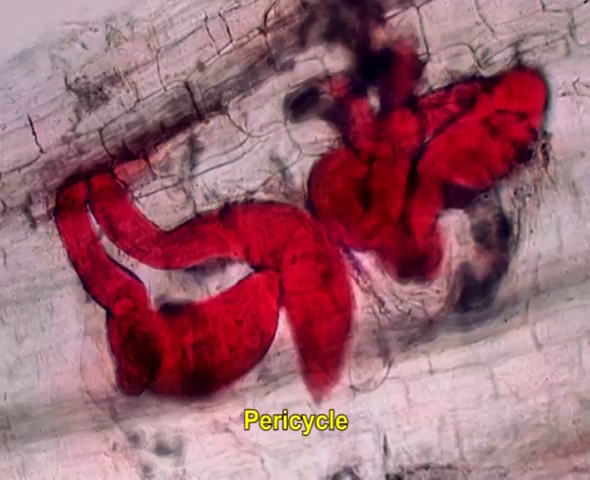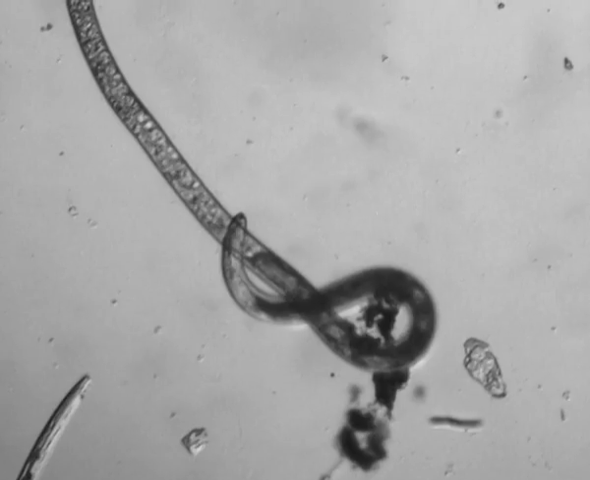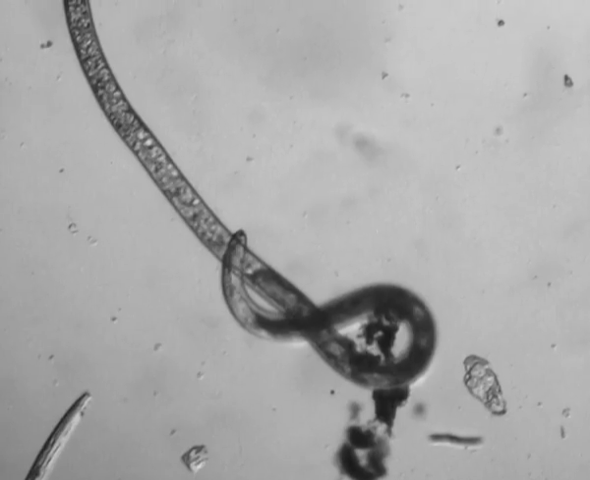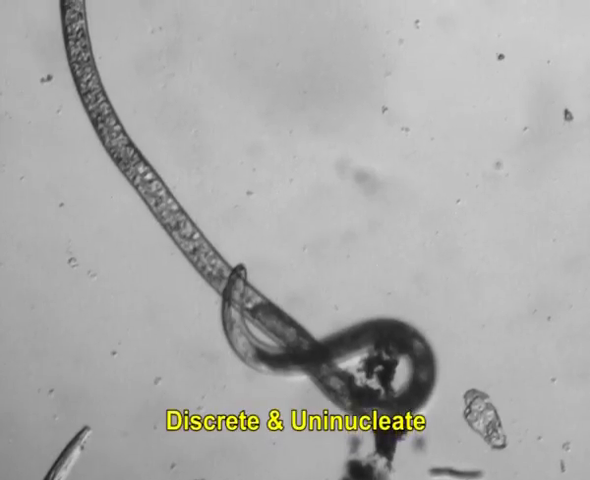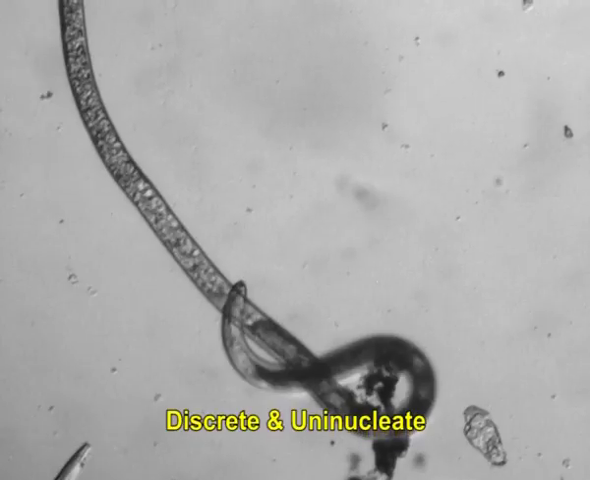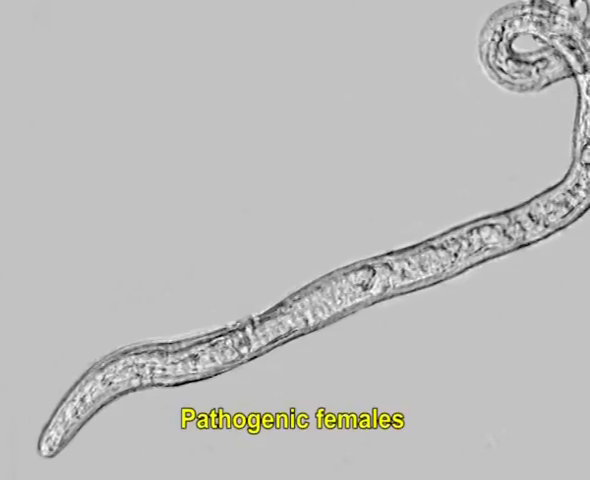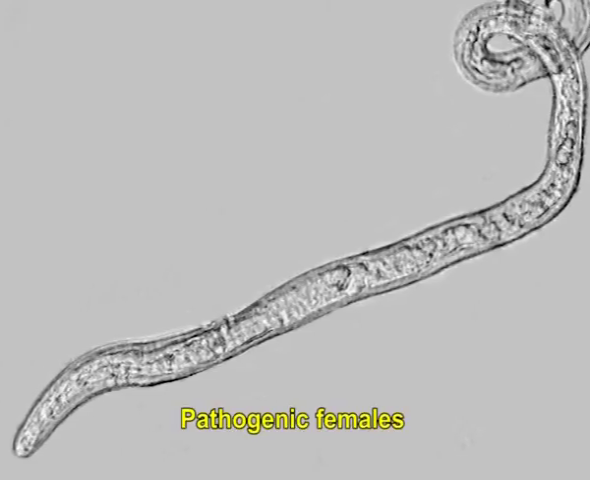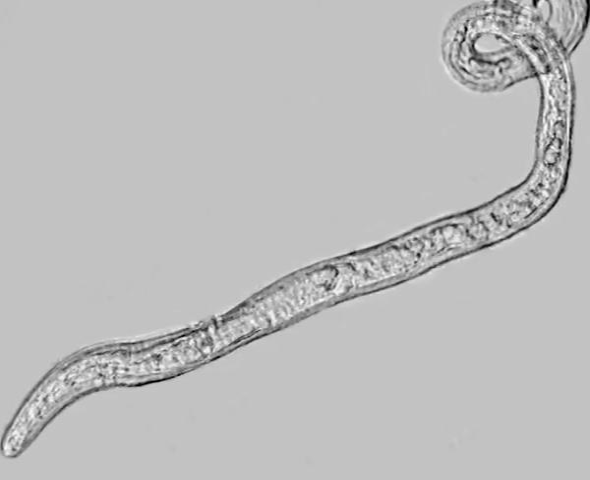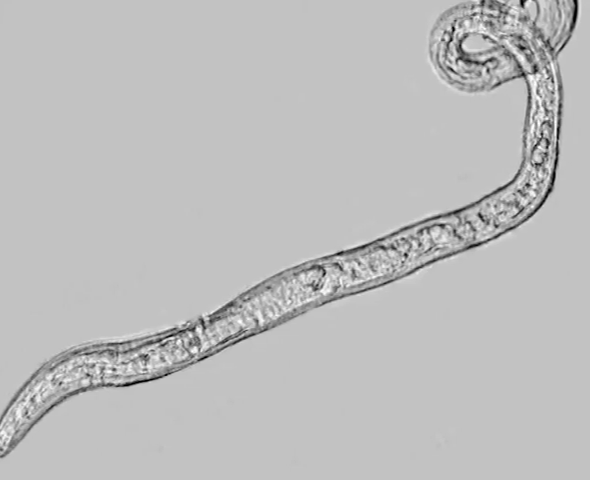These syncytia are mostly confined to the pericycle. Other pericycle cells are metabolically stimulated, but they remain discrete and uninucleate. The young pathogenic females destroy the exterior cortical cells of roots, and the damage increases when the nematode moves towards the phloem.